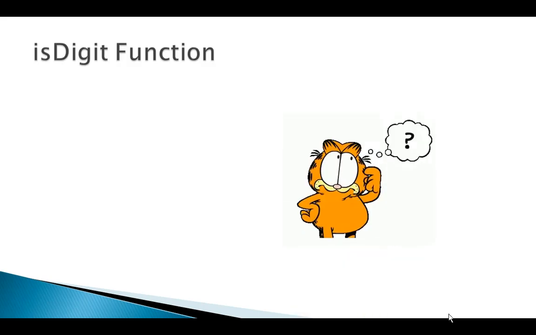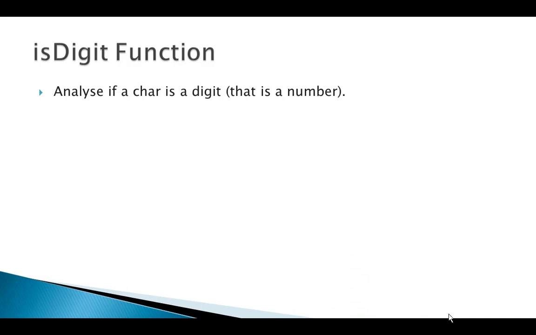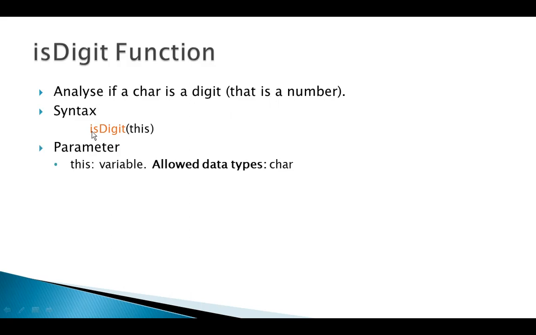Now we will see the next function, that is the isDigit function. That is a very important function. It will analyze if a character is a digit or not, meaning it will analyze whether it is a number or not. If it is a number, it should return true, and if it is not a number, it should return false.